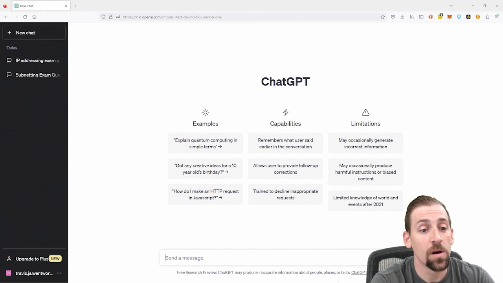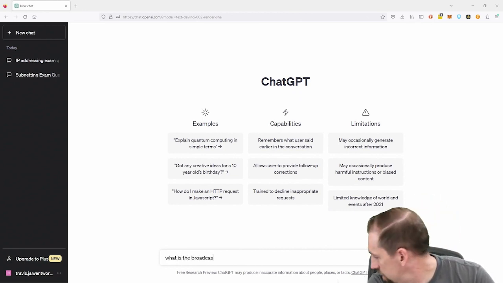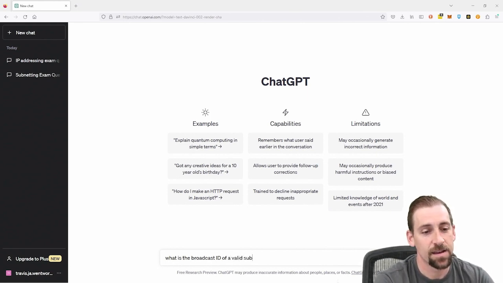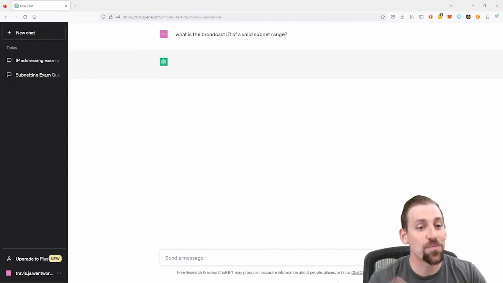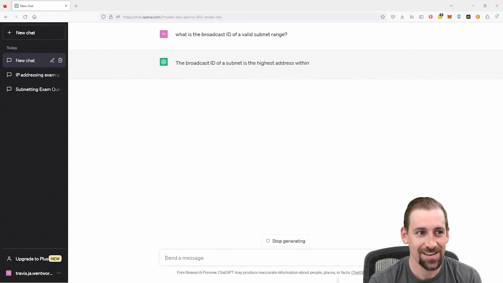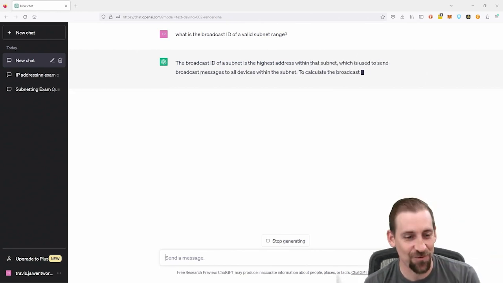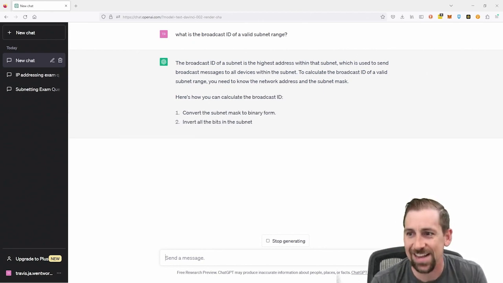So, what is the broadcast ID of a valid subnet range? What is the broadcast ID, proverbially? When they show broadcast ID, you're saying to yourself, oh, that's the broadcast ID. I'm defining it for you here in some of these questions that we've asked previously. But you want to know, Travis, what is the broadcast ID?